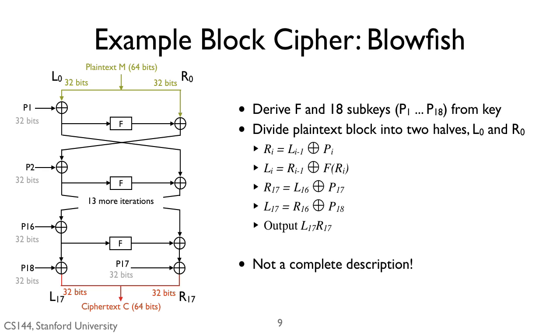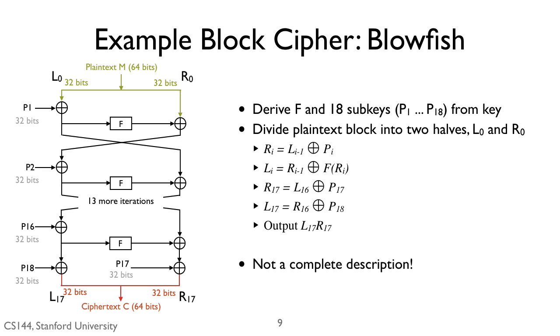To use Blowfish, you take the original key and derive the function f and 18 subkeys, P1 through P18. You take your plaintext block of 64 bits and divide it into two parts, the left half L0 and the right half R0. Both L0 and R0 are 32 bits long. You then process L0 and R0 through 16 iterations of the structure shown here on the left.